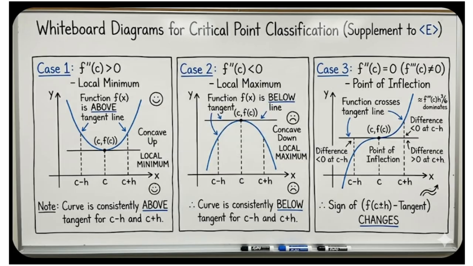On the right side, c plus h, f triple dash of c is again positive and h cube is positive, so the curve is above the tangent. That is concave up. This point, c comma f of c, is called the point of inflection, we can conclude. Therefore the necessary condition for this is f double dash of c is equal to 0 and f triple dash of c is not equal to 0, because if it is again 0, the difference is dominated by the fourth order derivative.